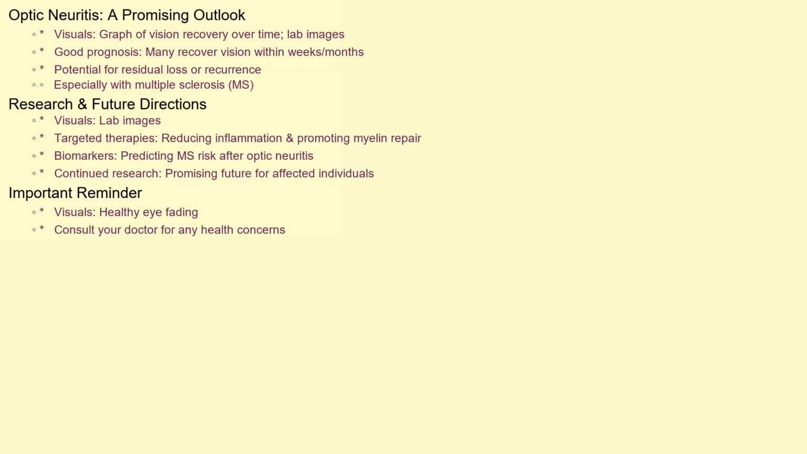The prognosis for optic neuritis is generally good, with many individuals experiencing significant vision recovery within weeks or months. However, some individuals may have residual vision loss or experience recurrent episodes, especially if associated with multiple sclerosis. Recent research is focusing on developing more targeted therapies to reduce inflammation and promote myelin repair. Studies are also investigating the role of various biomarkers in predicting the risk of developing multiple sclerosis after an episode of optic neuritis. With continued research and advancements in treatment, the future looks promising for individuals affected by this condition.